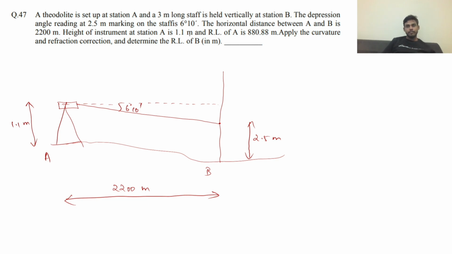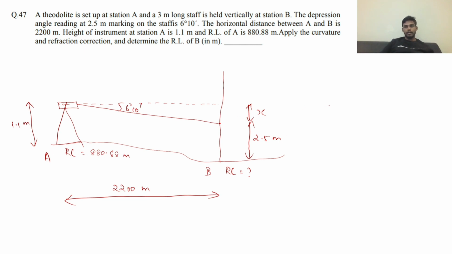The RL of A is given, we can take it as benchmark, that is 880.88 meter. Apply the curvature and refraction correction, determine the RL of B. So RL of B is asked. To find out RL of B, we must know this distance x. We have to calculate the height x.